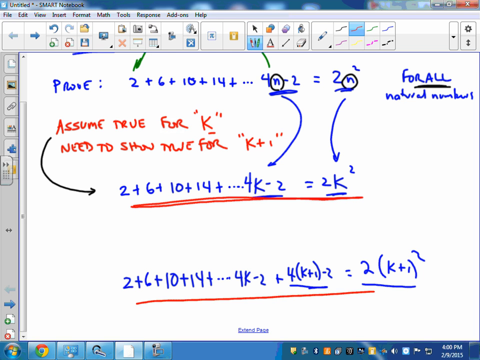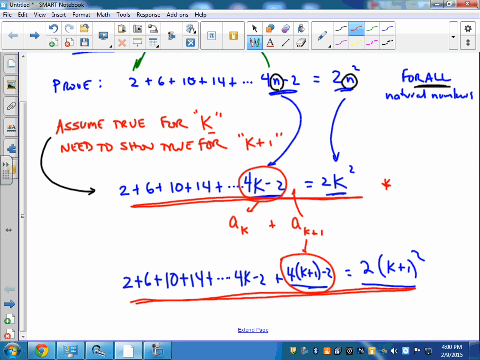And for all series proofs, the method is the same. You basically add to this line right here, you add what comes after 4k minus 2. So this is a sub k. What we're going to add is a sub k plus 1, and that's this. Okay, so this is a sub k plus 1.